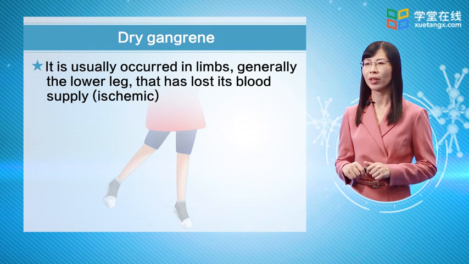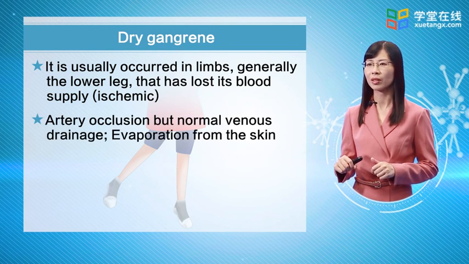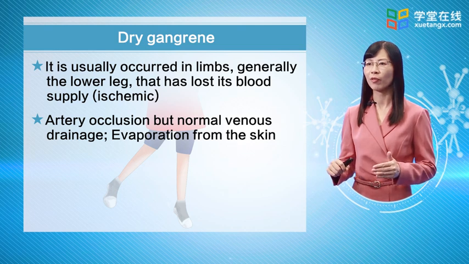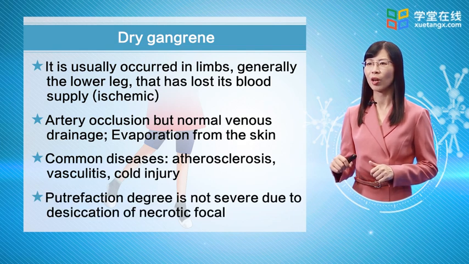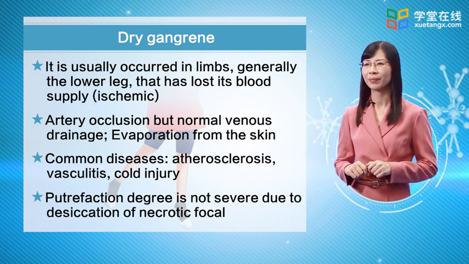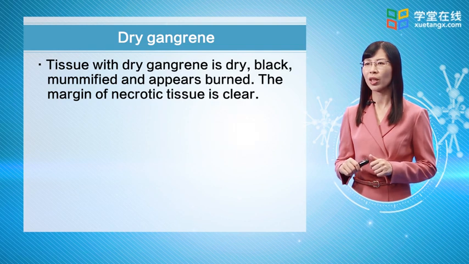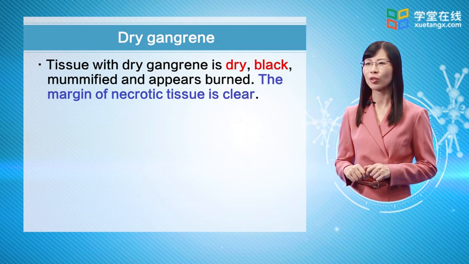Dry gangrene usually occurs in a limb which has lost its blood supply. The patient has occluded arteries but no more venous drainage, and there is evaporation from the skin. Due to desiccation of the necrotic foci, the dead tissue is drier and putrefaction is not severe. Tissue with dry gangrene is of course dry and black. The margin of necrotic tissue is clear.